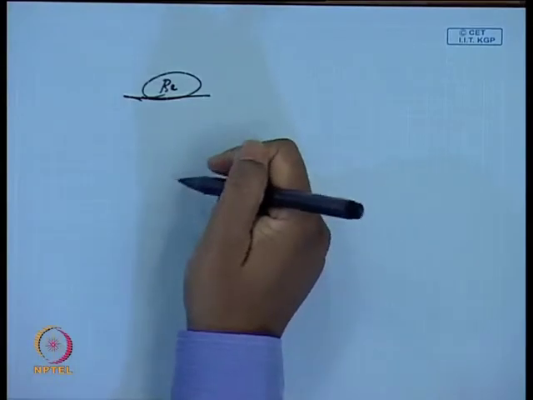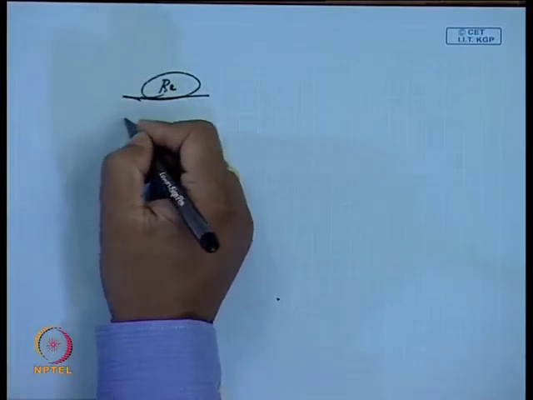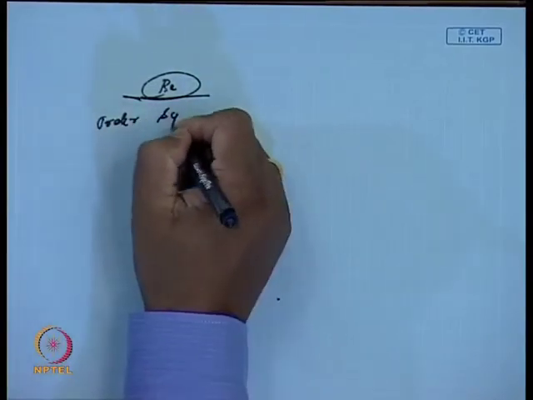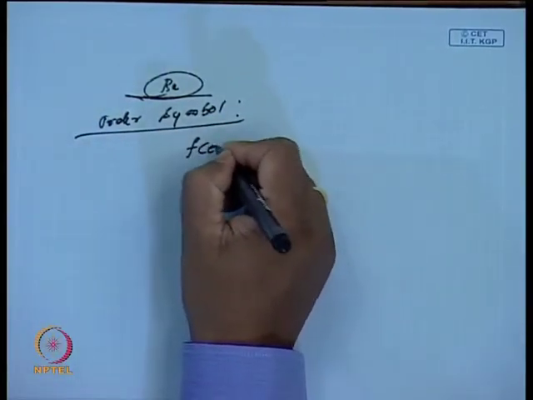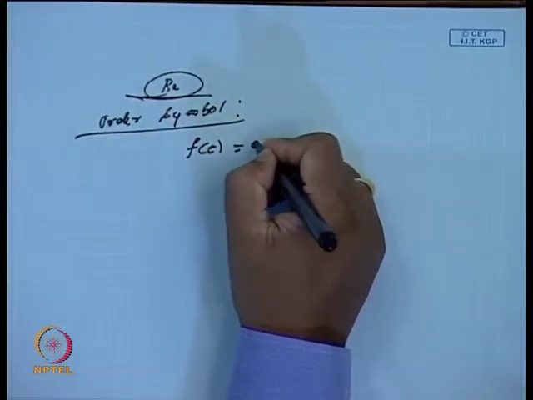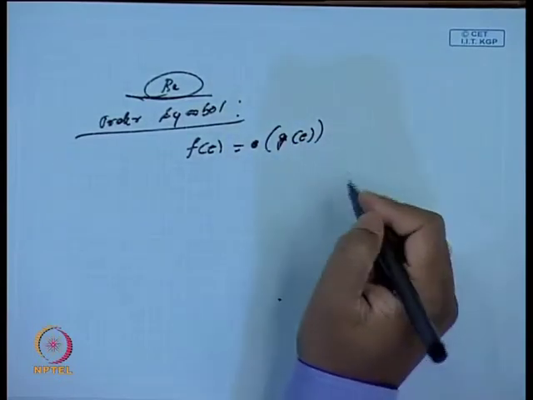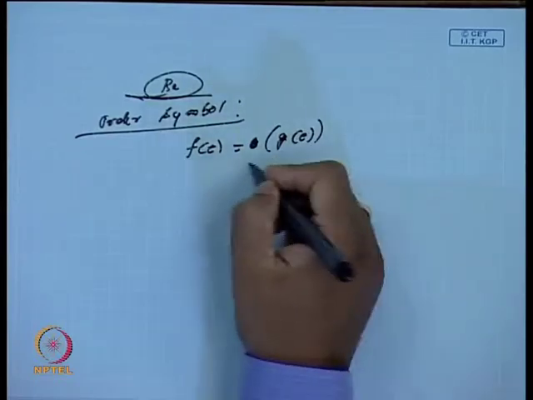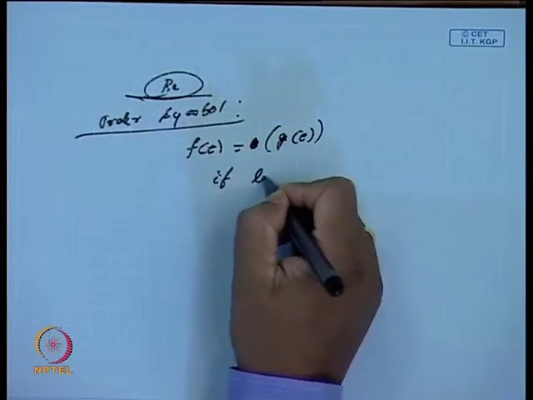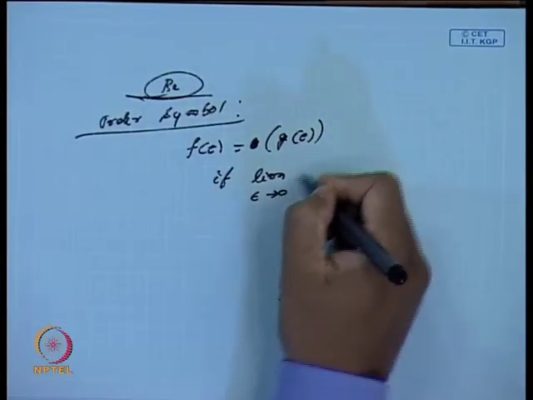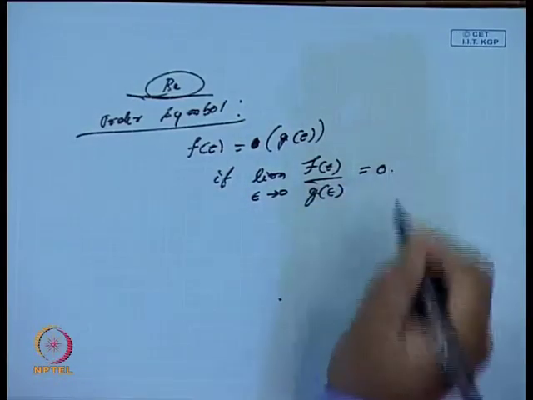Now, before discussing some of the characteristics of the boundary layer, I introduce two concepts, what is called the order symbol. This has two meanings. Suppose I say f of epsilon is equal to small o of g of epsilon, that is, f of epsilon is of small order of g of epsilon. This happens if the limit as epsilon tends to 0 of f of epsilon by g of epsilon is equal to 0. This is small o.